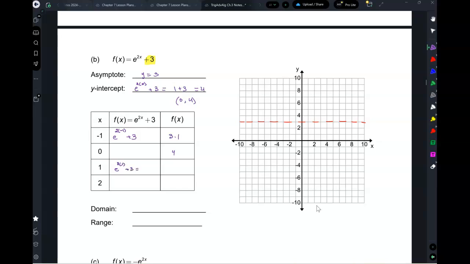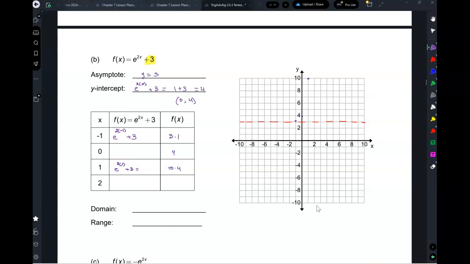What did we say e to the 2 was? That's 7.4 plus 3, so that's 10.4. You could obviously also put it in your calculator. And the next one is going to be above 10, so I'm not even going to bother. Okay, so at negative 1, we have 3.1, 4, 10.4. Okay, so I'm just going to put that right there.